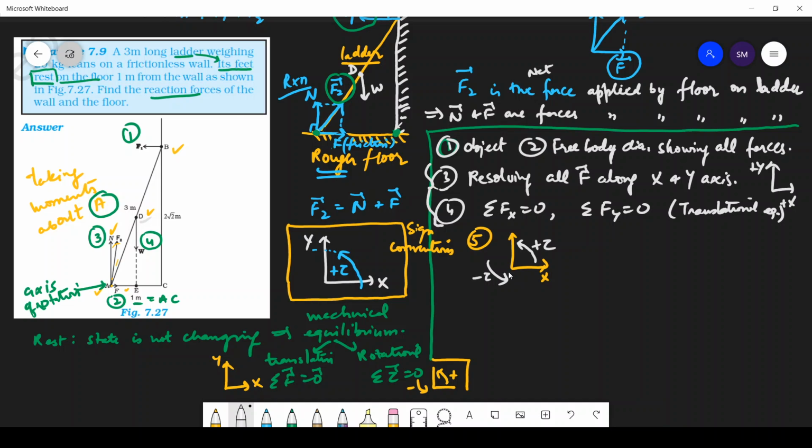This is the same direction, sorry. This is the same direction, this direction, clockwise, minus tau. Okay.